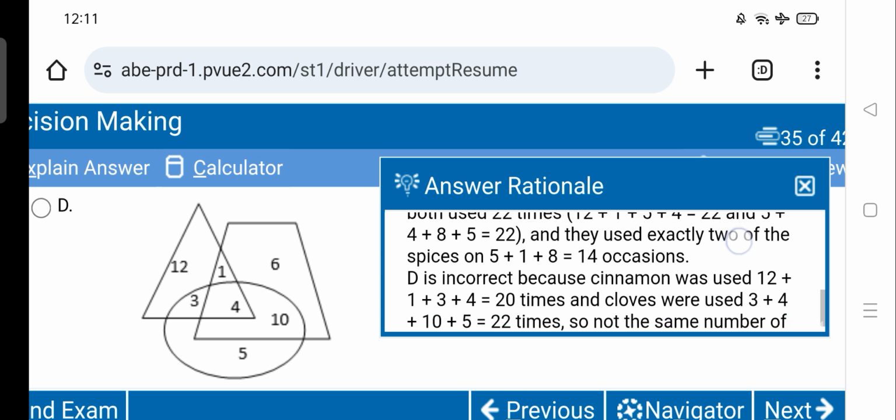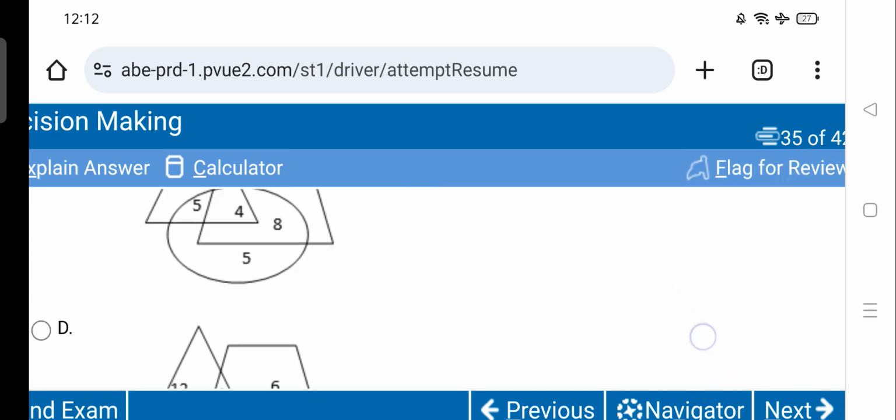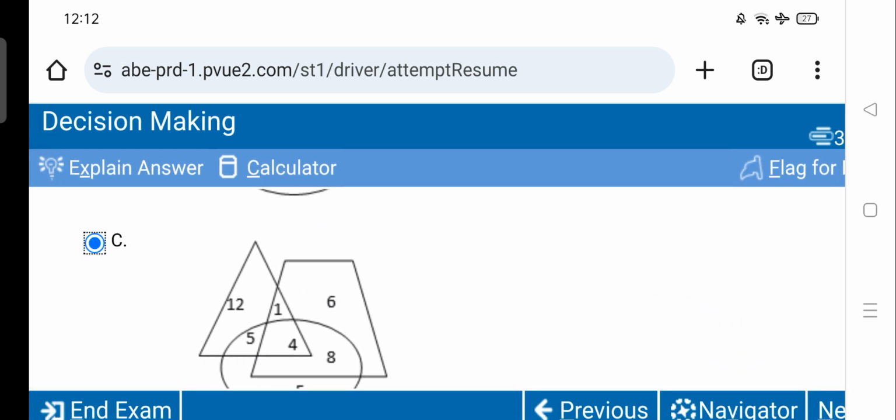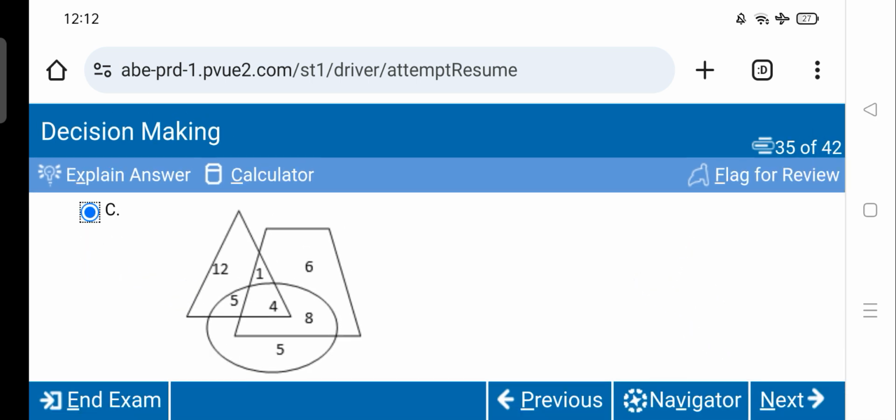D is incorrect because cinnamon was used 12 plus 1 plus 3 plus 4 equals 20 times, and cloves were used 3 plus 4 plus 10 plus 5 equals 22 times. So note, not the same number of times. That's why option D is incorrect, and option C is the correct option. That's how it represents the data that is given above.